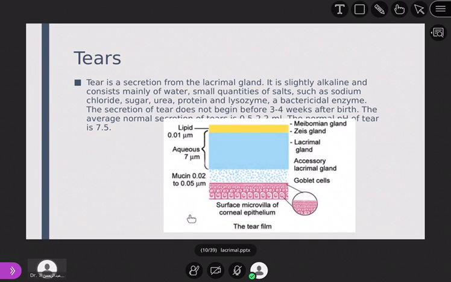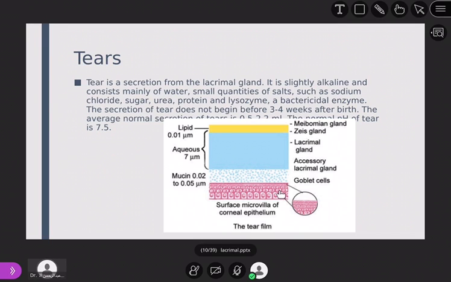The tear film composition is very important to know. The outer layer is lipid, which is secreted by the meibomian glands and the glands of Zeis. So you should know this very well. The outer part is lipid, secreted by the meibomian glands and Zeis. Then the middle part is aqueous, which is secreted by the lacrimal gland and accessory lacrimal glands. The inner part is mucin, secreted by goblet cells.